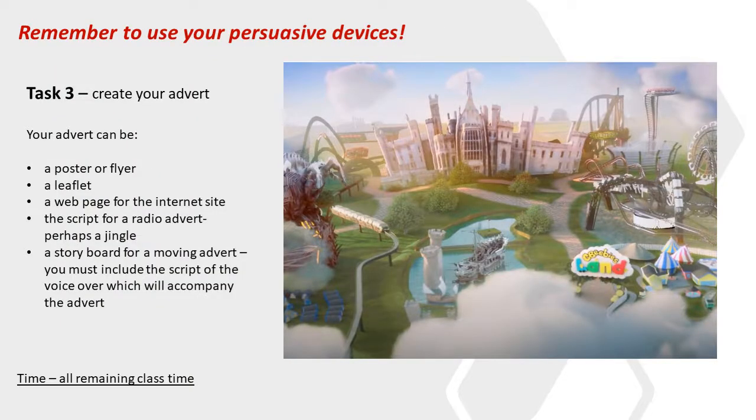So, your advert can be a poster or flyer, a leaflet, a web page for the internet site, the script for a radio advert, perhaps a jingle, or a storyboard for a moving advert. You must include the script of the voiceover which will accompany the advert. So it can be any of those things. You're going to use all the remaining class time to work on your advert. I'm really excited to see them. So pause the video now to complete your advert.